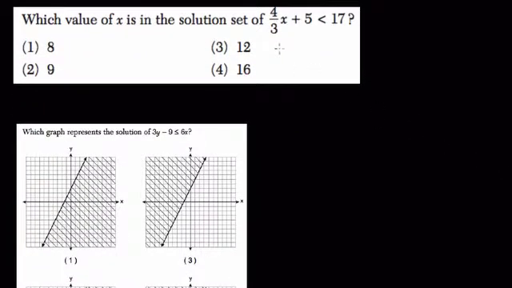What is the value of x here? Well, we have 4 thirds, and I want to get rid of the thirds. It seems to make my life easier. So to get rid of thirds, we multiply by 3. So if I multiply everything by 3, I can get rid of this fraction.